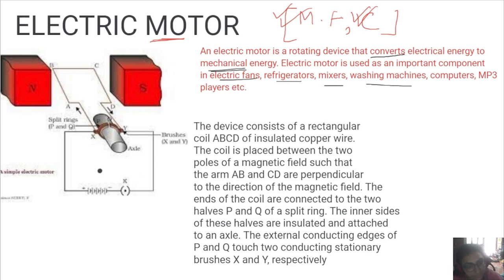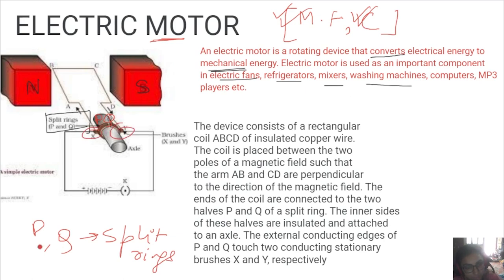If you can see in this picture, there are two magnets, north pole and south pole. Here, basically, they are called split rings, this P here and this Q here. So P and Q are called split rings. I'll tell you about them later; just for now, understand what they are. X and Y, if you see this portion and this portion, are brushes. The rest is, I think, more or less simple.